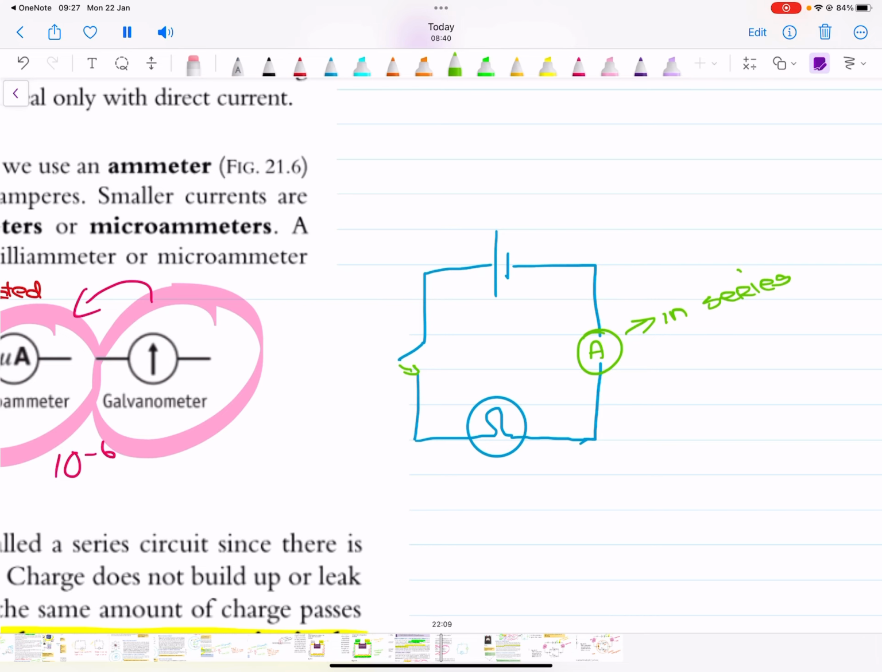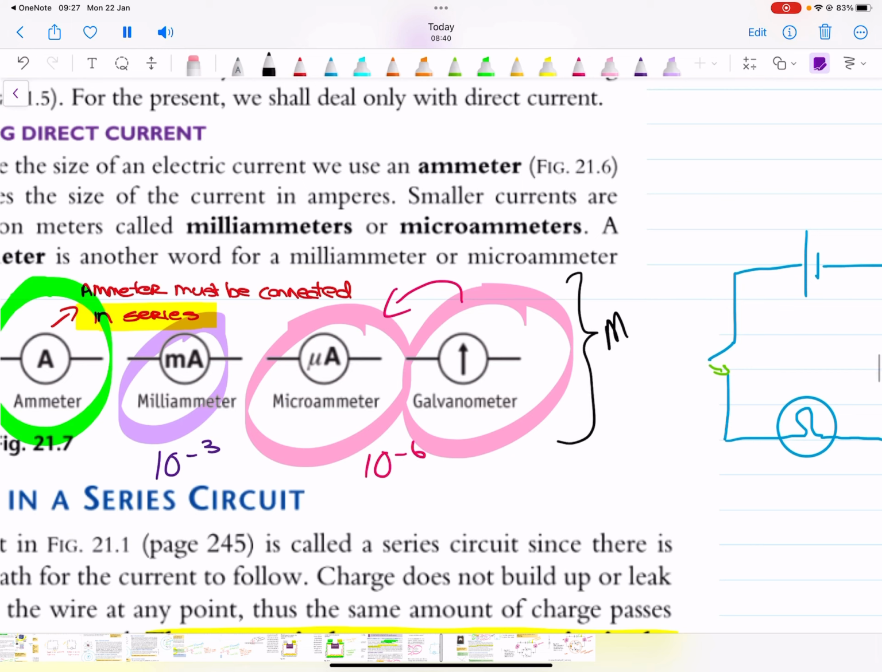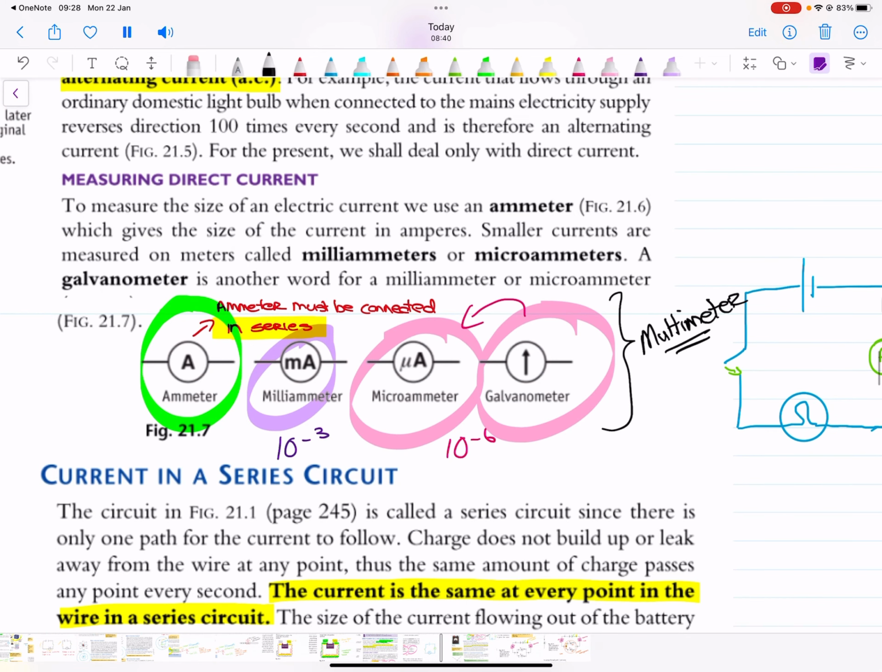Over here then it gives you more meters. It's literally just if you want a smaller current to be measured. So if you want a slightly smaller current to be measured, it's a milliammeter, and a really small current is a microammeter, and then a galvanometer is just another name for a microammeter. So we'll be doing some experiments where we want to use an ammeter, and we'll be doing some where we want to use either micro or milli. Thankfully we have a multimeter which does them all.